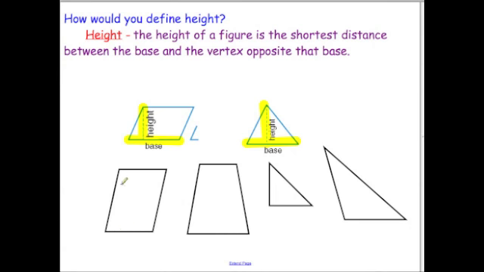So with these figures, here's the base and the shortest distance to the vertex opposite. And this one, here's our base and the shortest vertex opposite. And then this one's a little trickier, but we think of it as this is our base because our base can really be anywhere. This is our base, and the shortest vertex opposite would be right there.